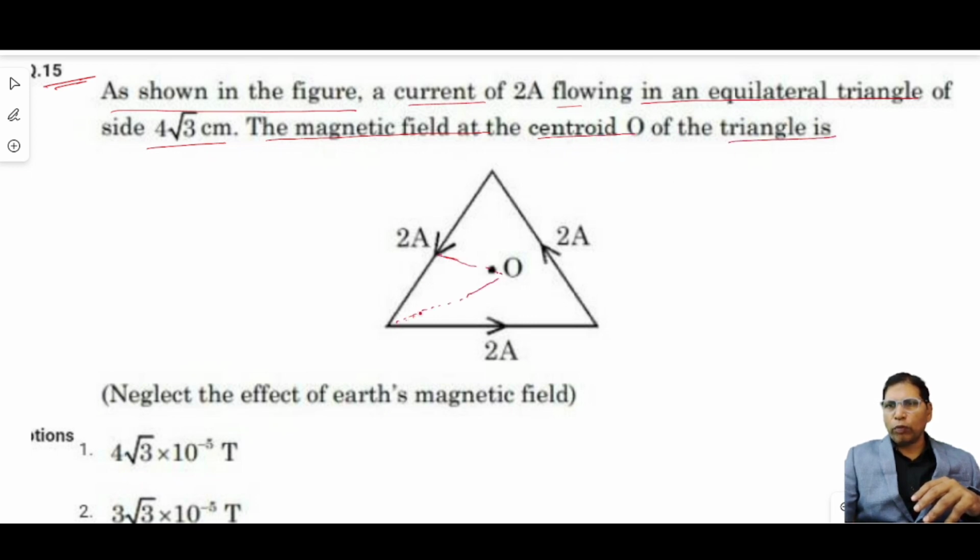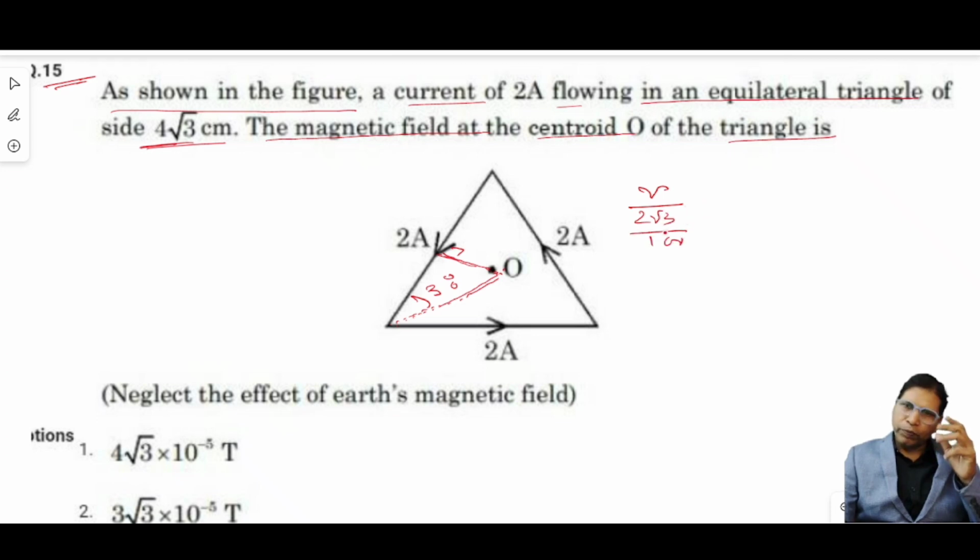If a line is drawn from the vertex to the centroid and from the centroid to the midpoint of the side, look at this angle, it is 30 degrees. The normal distance of the centroid from the side is r. So r by half of the length. The side of the triangle is 4 root 3 centimeter, so half of the length is 2 root 3 divided by 100.